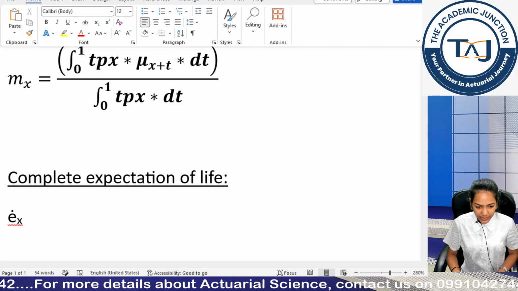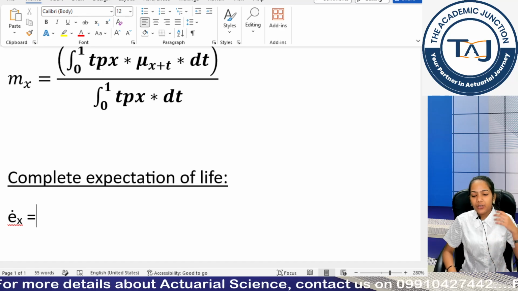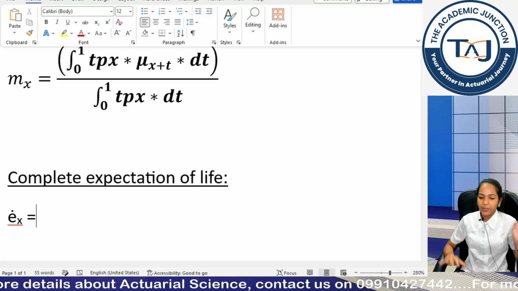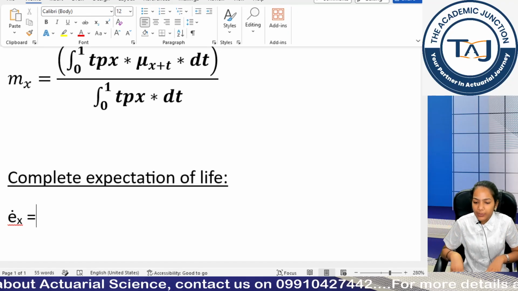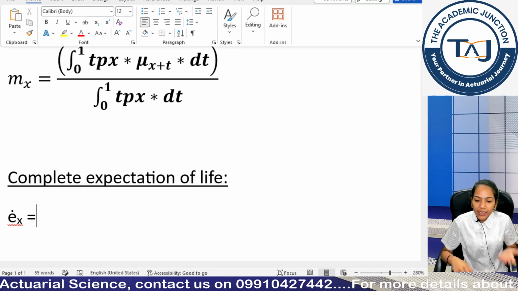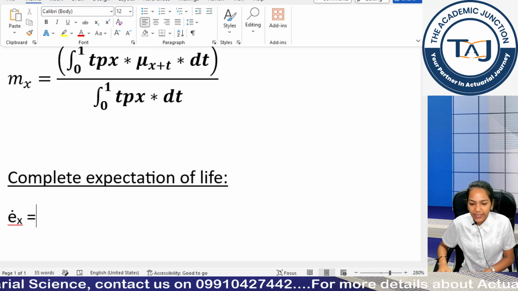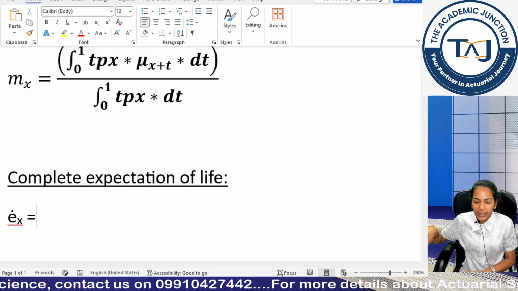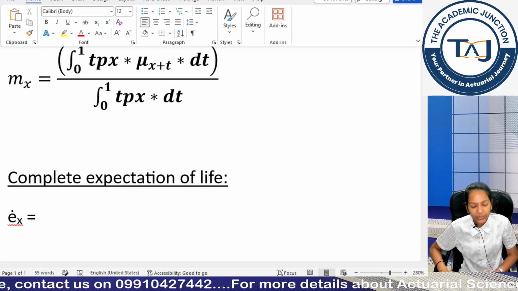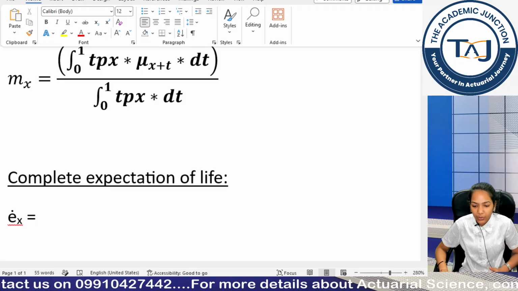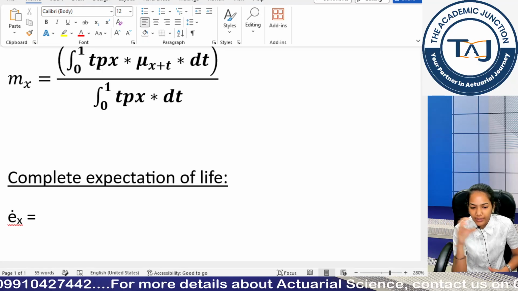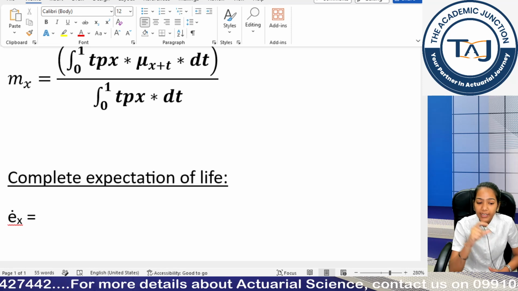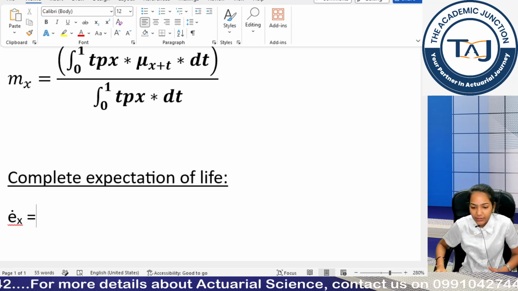Otherwise, if you are not able to use the notations, for example, you are not able to get it during the exam or your keyboard is not supporting you, you can simply write complete expectation of life is equal to e_x and continue with the rest of the notation. That's also equally acceptable. For example, if you are not able to get the integral in words, you can write integral of a over b. Clear?